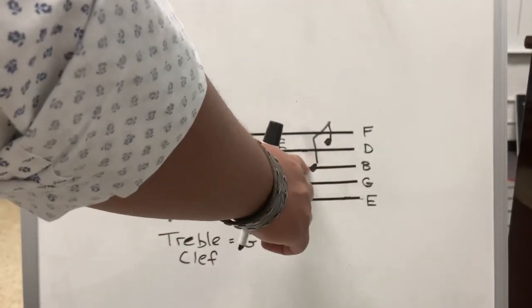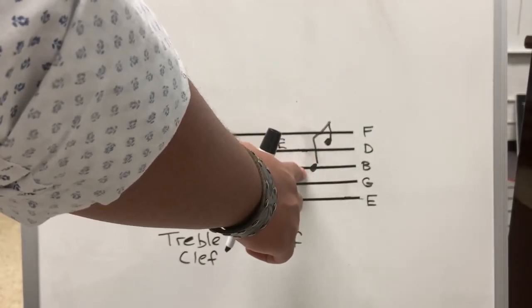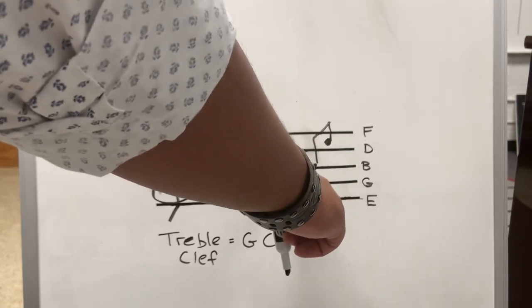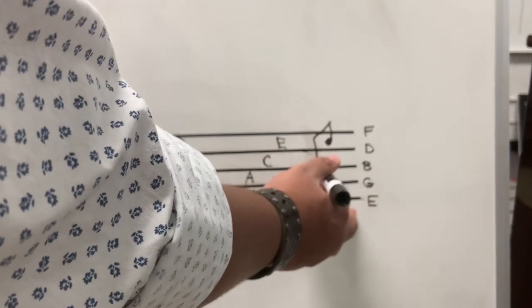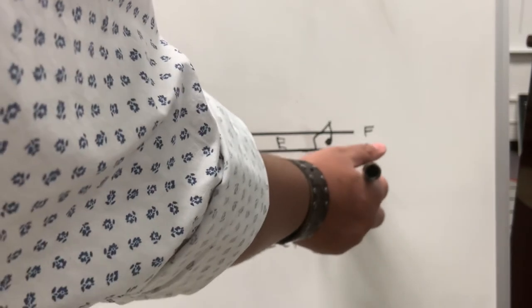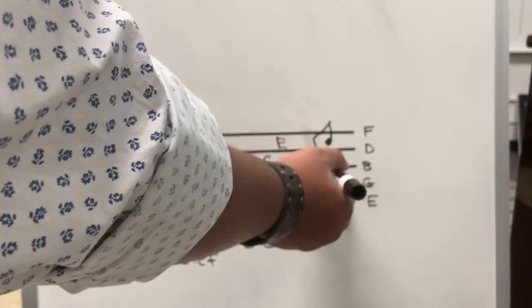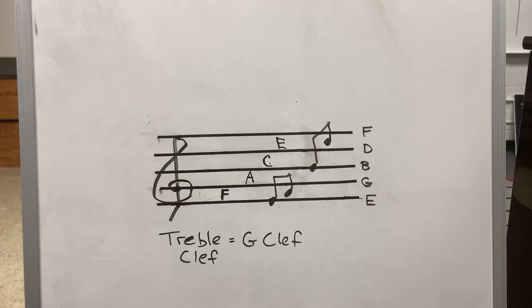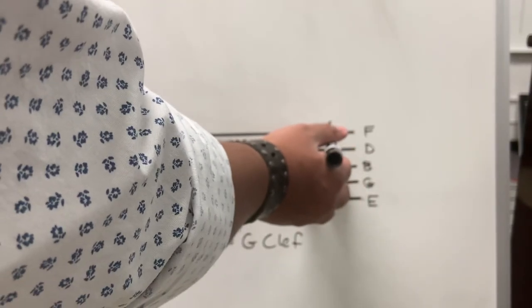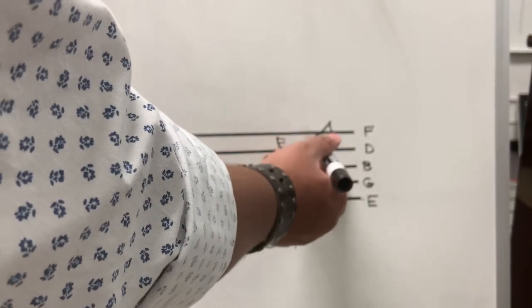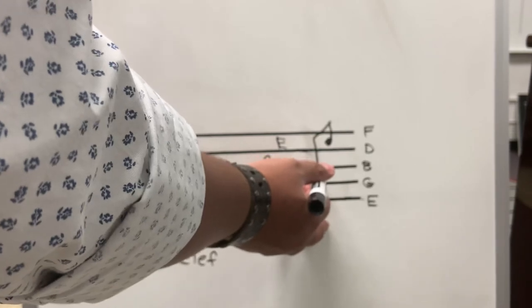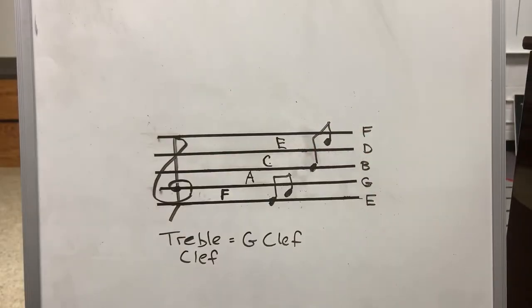Now, what is this note? If you said B, you are correct because the line is going straight through the note head on the B line. B line, okay? And this note right here, what is the note name? If you said E, as in excellent or eggs, you are correct. That note head is sitting right inside of the E space. So you have a B and you have an E right here.